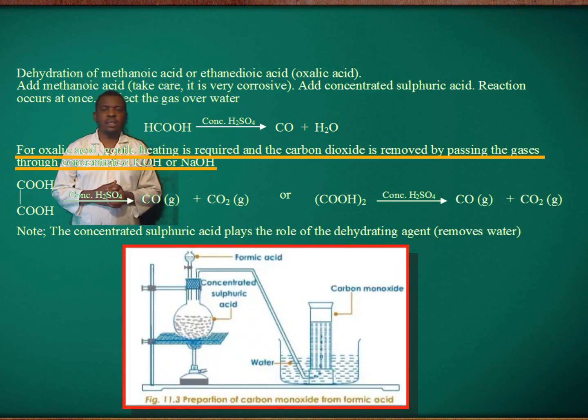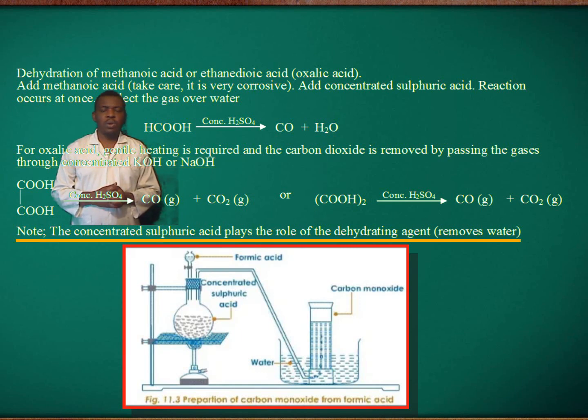For oxalic acid, gentle heating is required, and the carbon dioxide is removed by passing the gases through concentrated potassium hydroxide or sodium hydroxide. Note, the concentrated sulfuric acid plays the role of a dehydrating agent, that is, removes water.